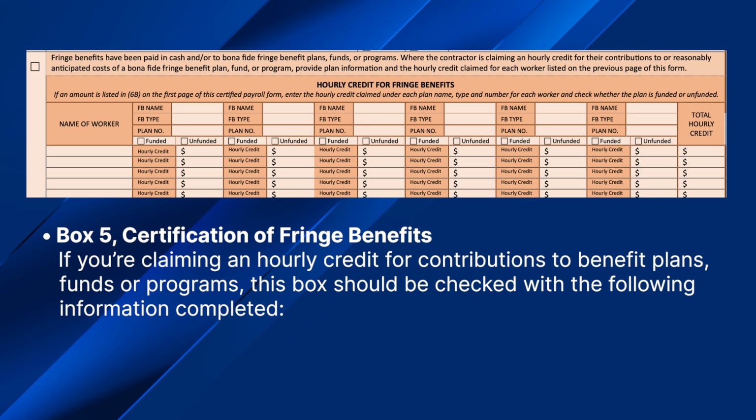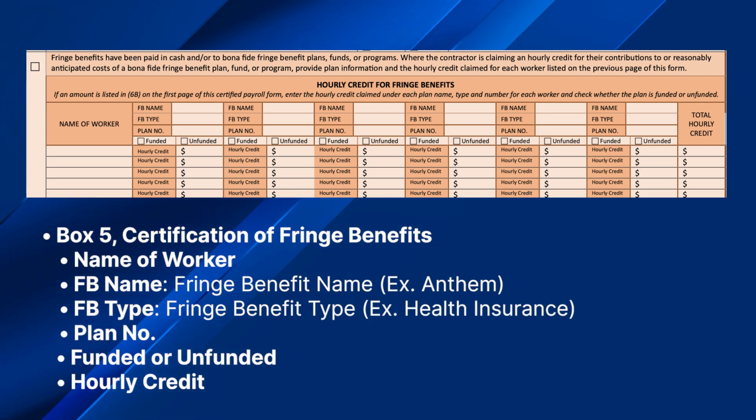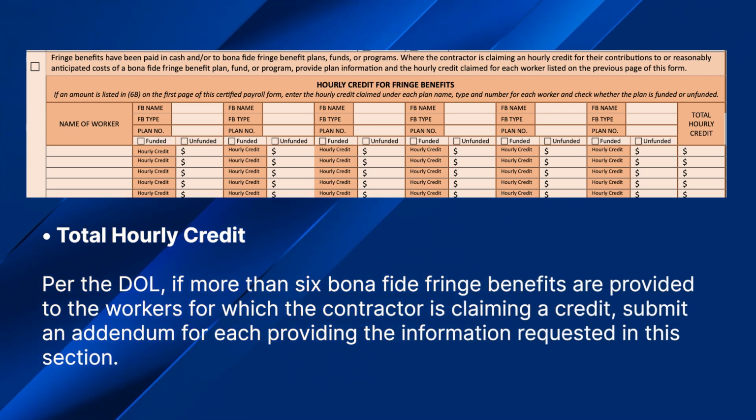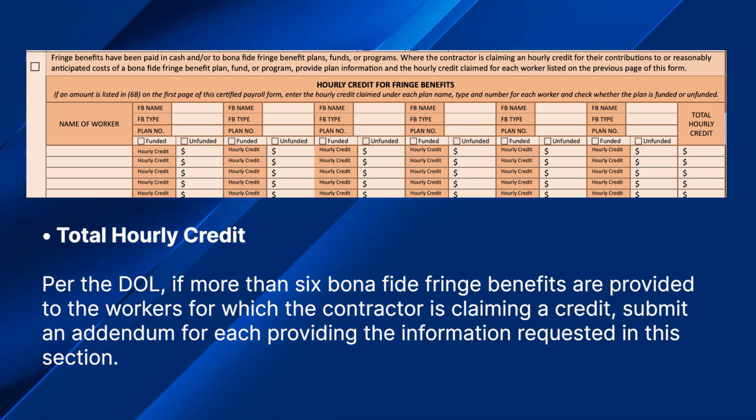Box 5 is the certification of fringe benefits. If you're claiming an hourly credit for contributions to benefit plans, funds, or programs, this box should be checked with the following information completed: the name of the worker, the fringe benefit name, the fringe benefit type, the plan number, whether it is funded or unfunded, the hourly credit, and the total hourly credit. Per the Department of Labor, if more than 6 bona fide fringe benefits are provided to the workers for which the contractor is claiming a credit, then they must submit an addendum for each, providing the information requested in this section.